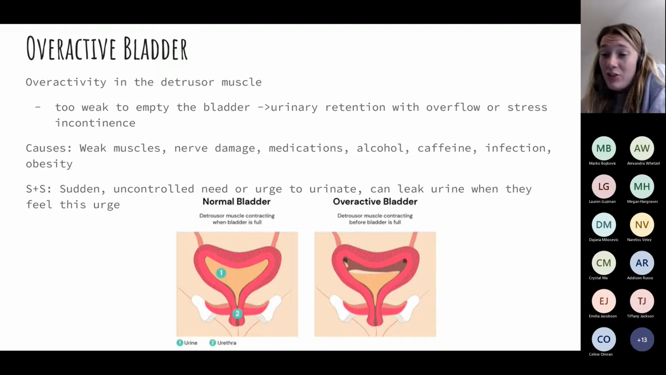And usually these patients will be leaking. So it's important that if you are caring for a patient with overactive bladder, how do we be respectful, but also maintain some skin integrity? It might be time to educate them on adult diapers, padding, etc.